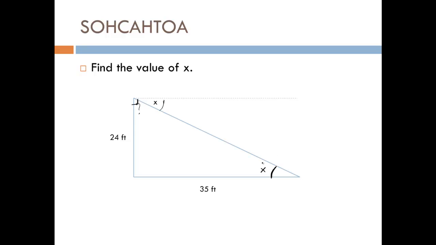And so if we look at this, this is my reference angle, and the sides I have from there is the opposite and the adjacent. So which trig function deals with opposite and adjacent? And that's tangent. So again, we know that the tangent of our angle x will be equal to the opposite over the adjacent. And so that means that the tangent of x will be equal to 24 over 35.